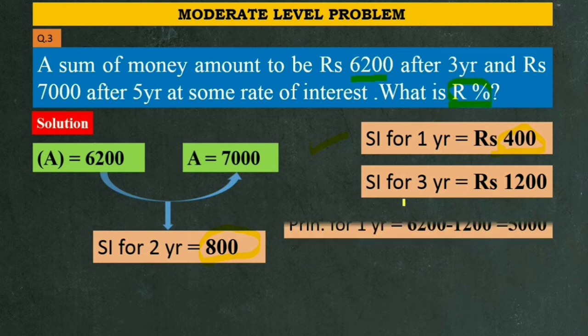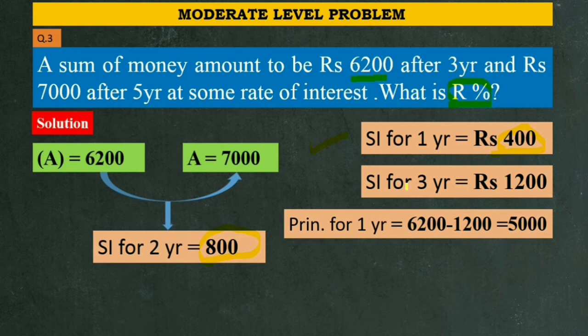So we will simply calculate the value of P, that is principal, by subtracting the simple interest for 3 years from the amount. So 6200, that is the amount, minus simple interest 1200. Now we get the value of the principal, that is 5000. So this is the required principal, okay. Please do pay attention while solving such type of problem, because in the question it amounts to rupees 6200 after 3 years. So we have to calculate the simple interest for 3 years and then calculate the principal for 1 year.